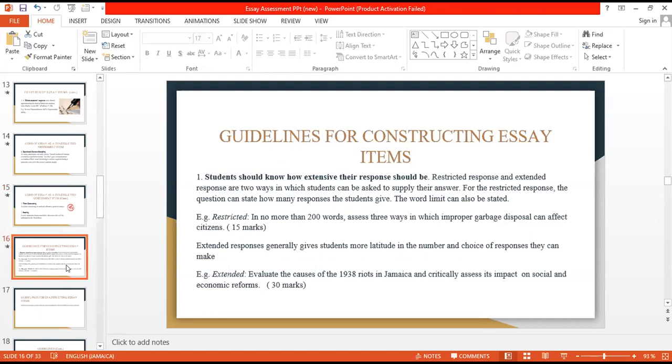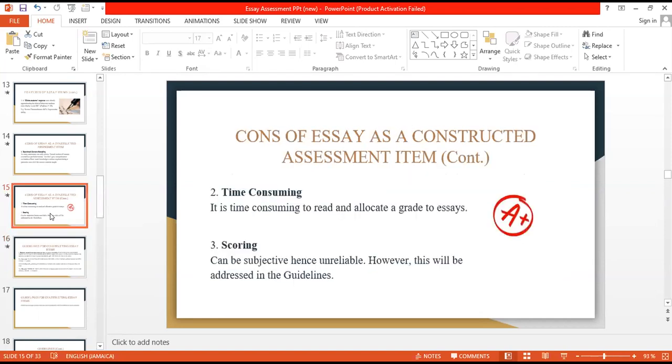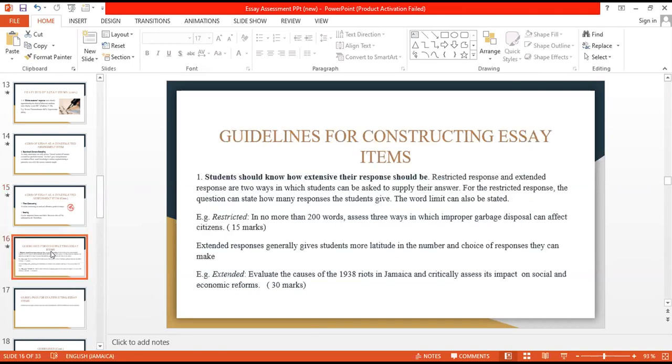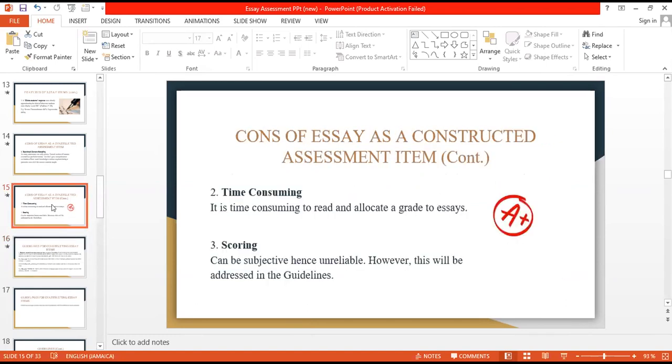Also, scoring. Scoring can be subjective and unreliable. However, this will be addressed in the guidelines. So what does subjective mean right there? Anybody want to share what they think subjective means when it comes to scoring?